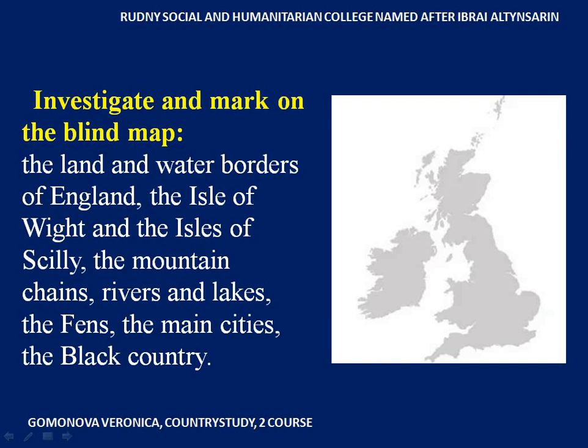As your home assignment for investigation, I would like to suggest you investigate and mark on the blind map the land and water borders of England, the Isle of Wight and the Isle of Scilly, the mountain chains, rivers and lakes, the fens, the main cities, and the Black Country.